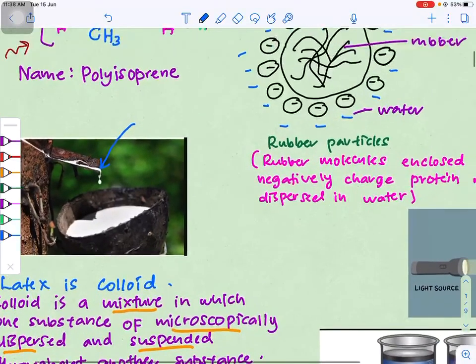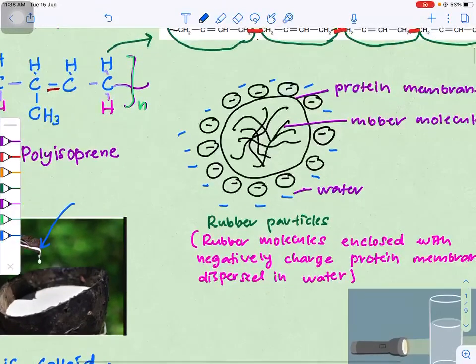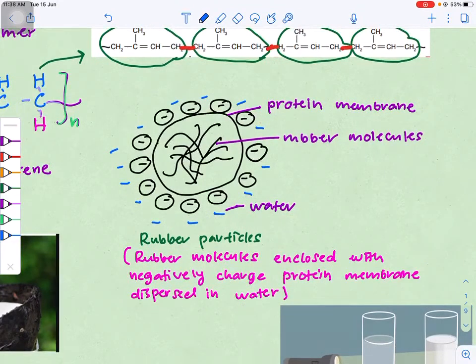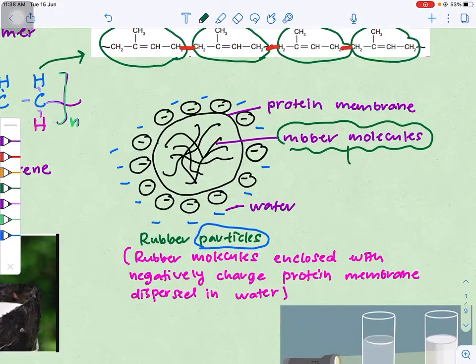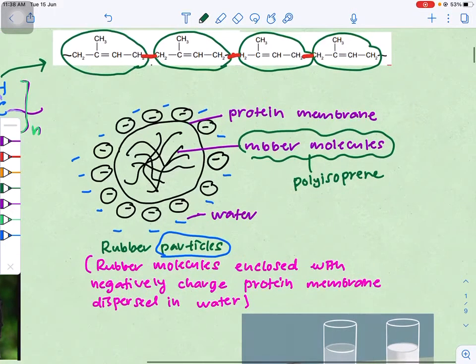Okay, so to explain about this, let's look at the cross section. Okay, so this is the rubber particles. What is rubber particles? When we are talking about rubber particles, it is actually the rubber molecules. Rubber molecule, what is rubber molecule? This is our polyisoprene just now. The polymer itself. The rubber molecule, dia macam rambut macam tu. It consists of carbon and hydrogen.